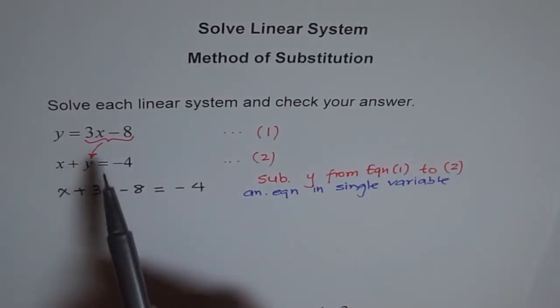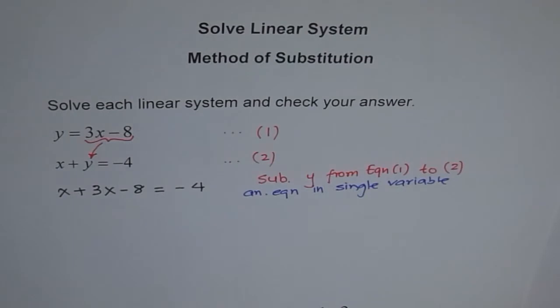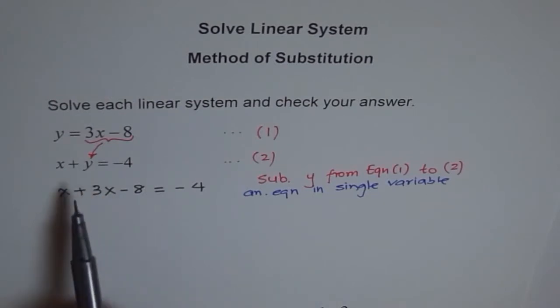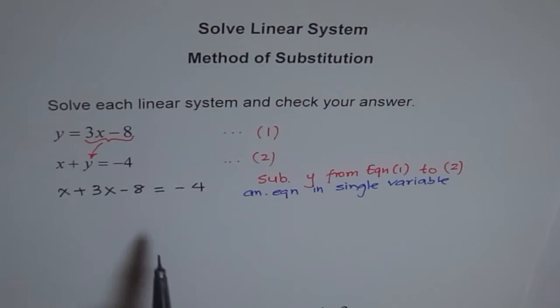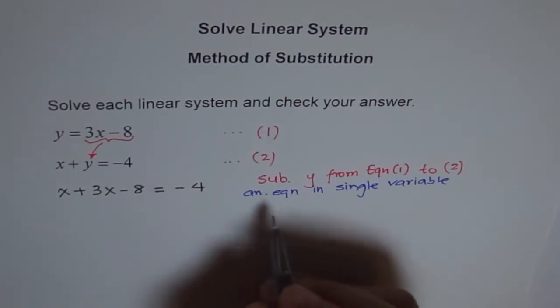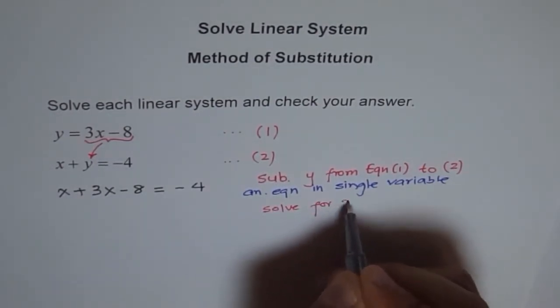So that's the whole idea. We had two variables, x and y, and two equations. With two variables and two equations, we can always solve for them. Now here, we substituted one variable into the other and got an equation in a single variable. So we got one variable. Now the next step is to solve for x.